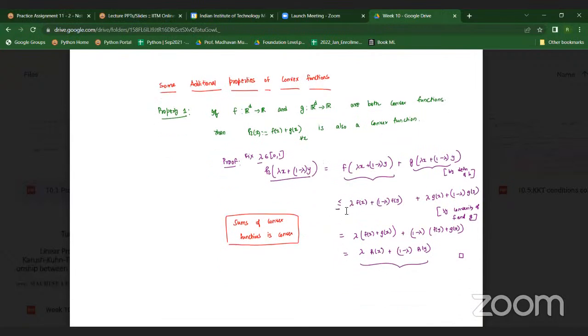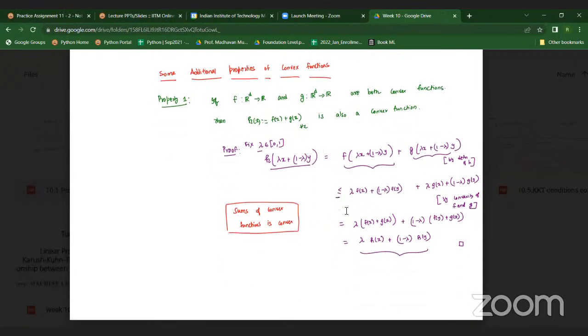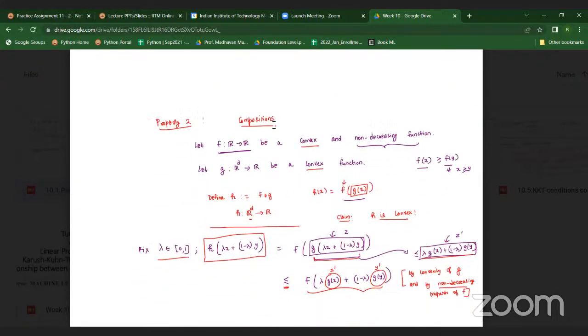The other important one is that whenever we have two functions f of x and g of x which are convex, then the sum of those two functions is again going to be convex. The proof for that was mentioned here, but we'll not be getting into that. Whenever f of x is convex and g of x is convex, two different convex functions, then the sum of those two functions will again be a convex function.